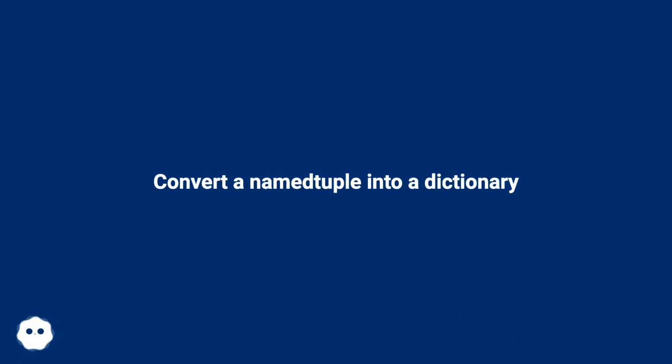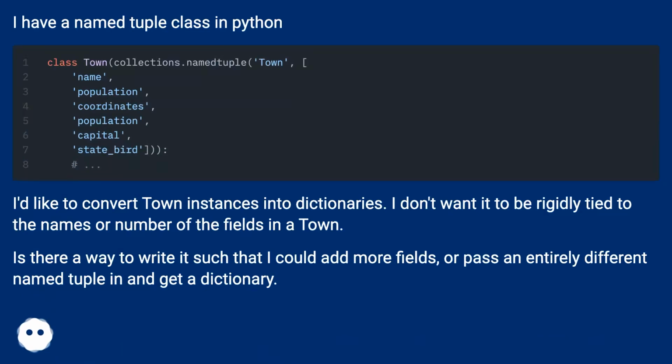Convert a namedtuple into a dictionary. I have a named tuple class in Python. I'd like to convert Town instances into dictionaries. I don't want it to be rigidly tied to the names or number of the fields in a Town. Is there a way to write it such that I could add more fields, or pass an entirely different named tuple in and get a dictionary?